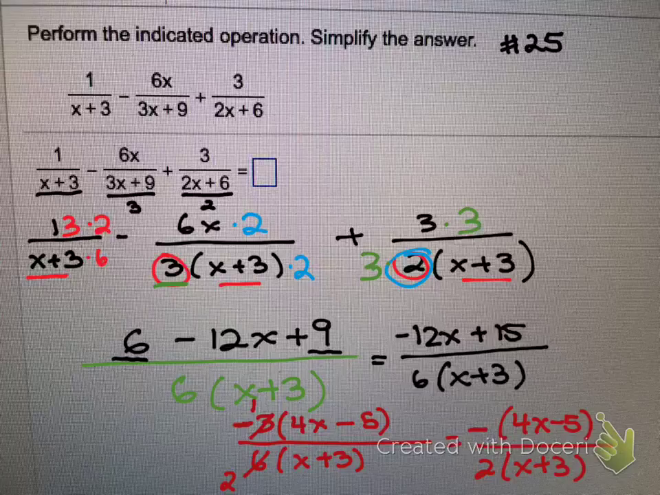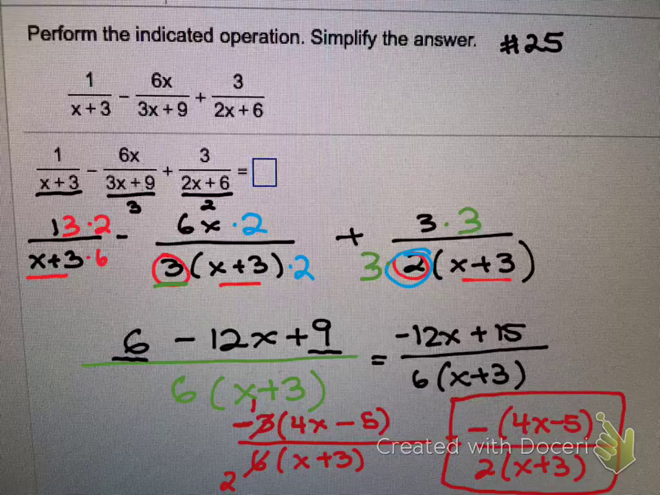Now sometimes it depends on how the computer wants it. You can distribute the negative over the 4x and the 5, and then the answer would be negative 4x plus 5 over 2 times x plus 3 in parentheses. But here you go. This is your answer. It can't be factored any further or simplified any further.